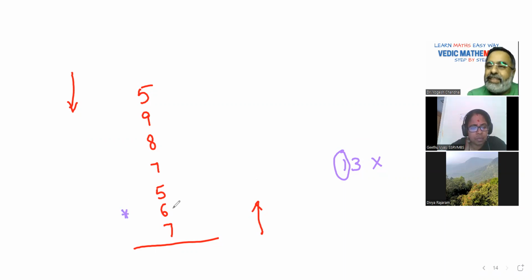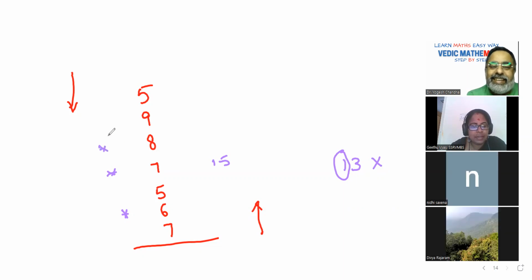So what am I left with? 6 plus 7, what am I left with? 3. 1 is star. Finished. Now 3 plus 5, 8. 8 plus 7, 15. Again, 15 is non-Shuddha. I put a star. So what am I left with? 5. 5 plus 8, 13. Again, Shuddha. So what am I left with? 3.